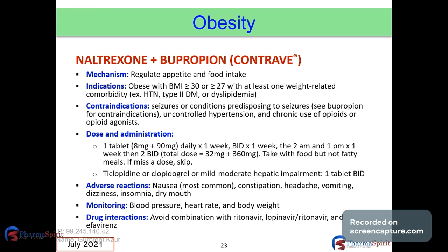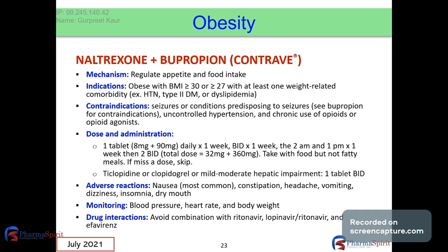If the patient, after 12 weeks of reaching the maximum dose, has not lost at least 5% of the baseline body weight before starting therapy, then discontinue Contrave. Why? Because this means that the patient will achieve insignificant or meaningless weight loss.